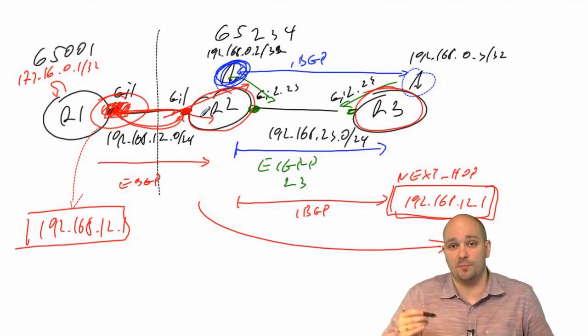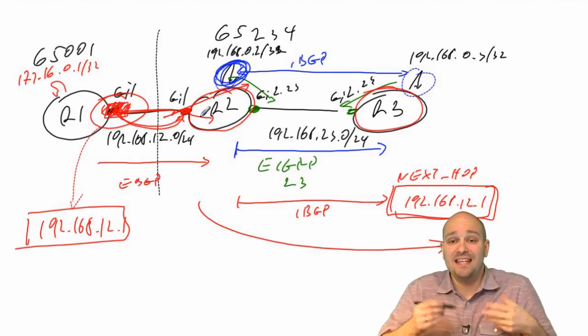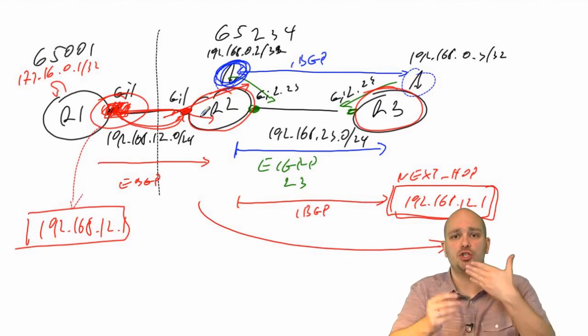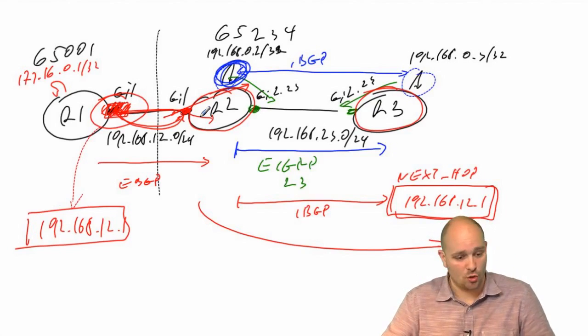In other words, configuring next-hop-self makes IBGP behave, from the perspective of the next hop, in the exact same way as EBGP does. When we advertise the route, we change the next hop from whatever it was to ourselves.